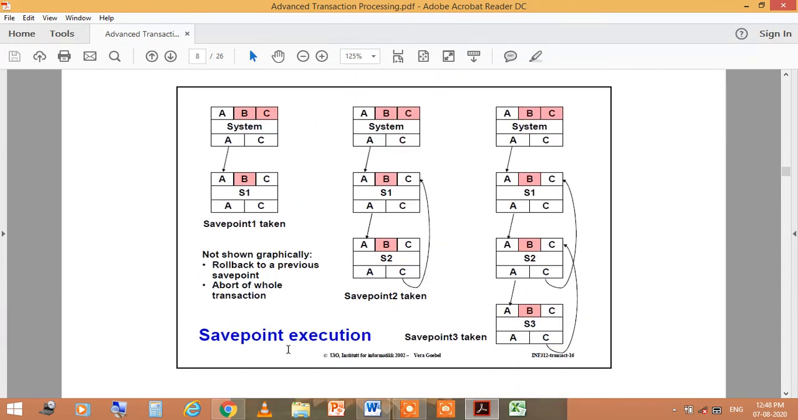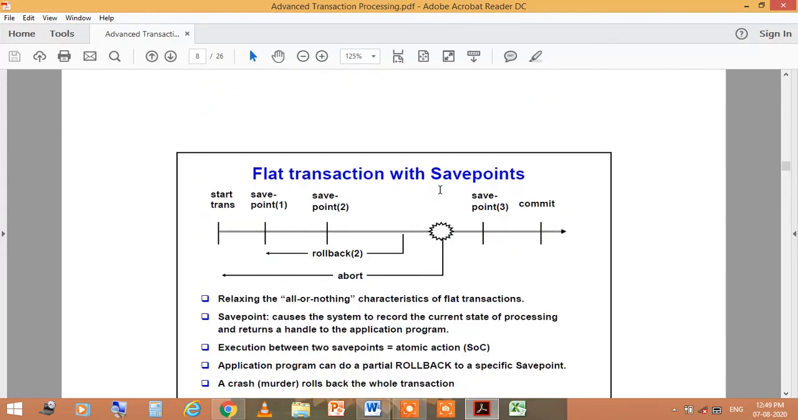Now see, this is the savepoint execution. In this, not shown graphically, we roll back to a previous savepoint instead of aborting the whole transaction. Now, this is savepoint 2 taken, meaning A is triggered to this, and if this condition has a termination point, this is a state where rollback occurs, so go to that previous one. As I showed in this diagram, this is a condition where rollback goes to the previous one.